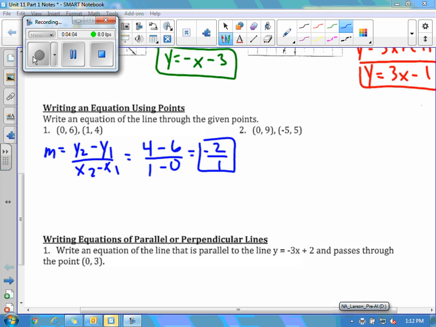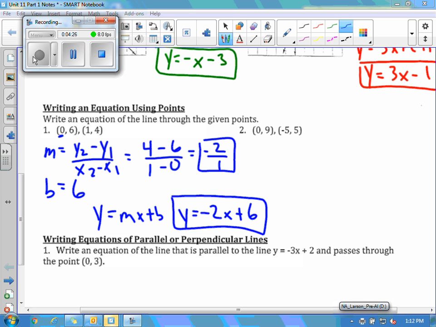Then I also need my y-intercept, which I can tell is going to be 6 because the x value is 0. Remember, when the x is 0, that's where our y-intercept is. So when I put this into our equation, y equals mx plus b, I'll have y equals -2x plus 6. I'm going to let you go ahead and try number 2 for this. Find the slope first and figure out what your y-intercept is going to be.